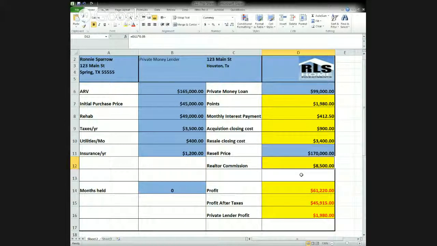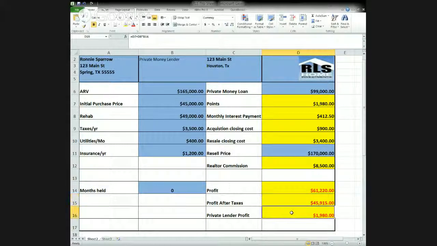All right. Now look at the profit here, $61,220. You got to pay Uncle Sam. What I did is I deducted a quarter. A quarter of this is what my CPA told me to do: whenever you have a flip property or a wholesale deal, take a quarter of that and put it aside for taxes. At the end of the year, you'll be ready to pay them.